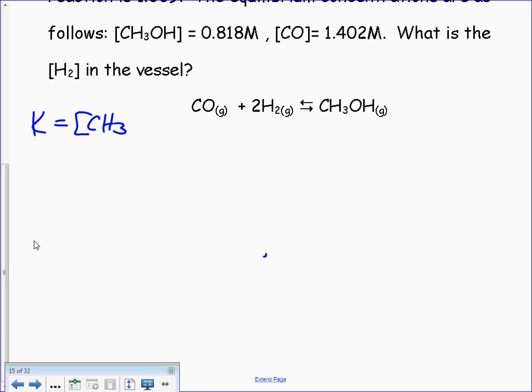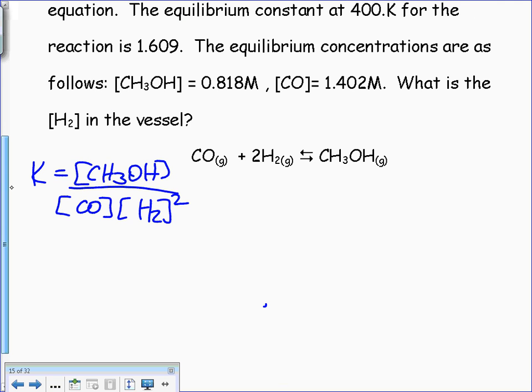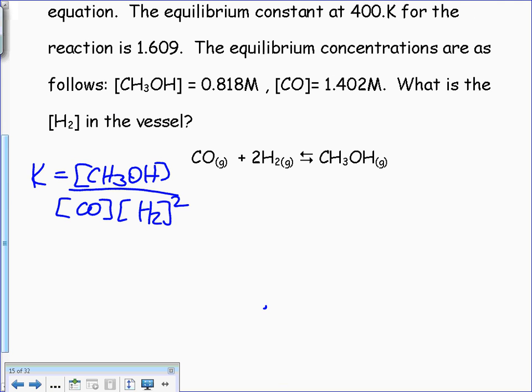So methanol, CO, and H2 squared. Okay. Whenever it goes to equilibrium, it tells you the concentrations at equilibrium everywhere here. So obviously the one unknown is this H2 right here. What do you want to call that unknown so that we can solve for it? Let's just call it X. It happens to be X squared, but our job is really to solve for X, which is the concentration of hydrogen.